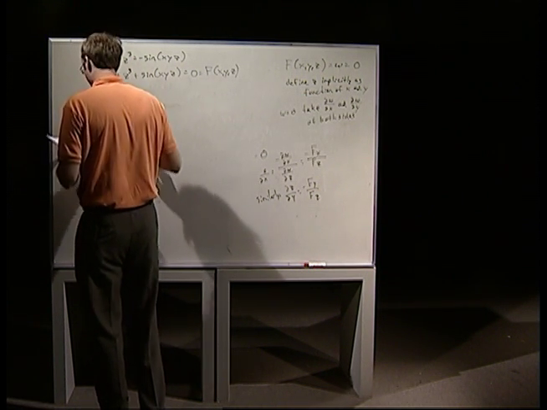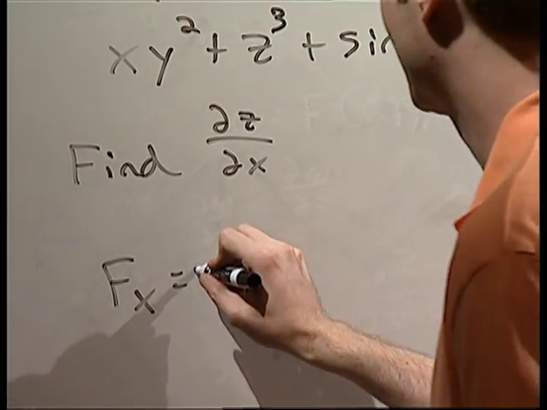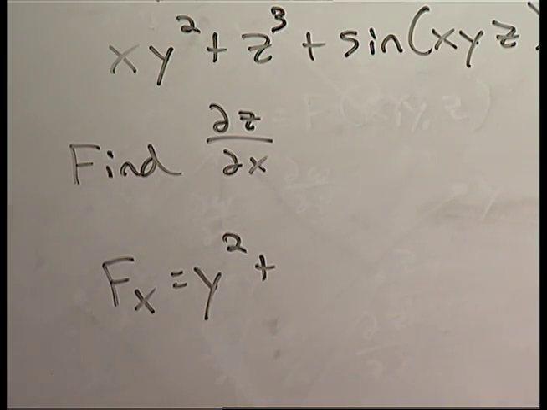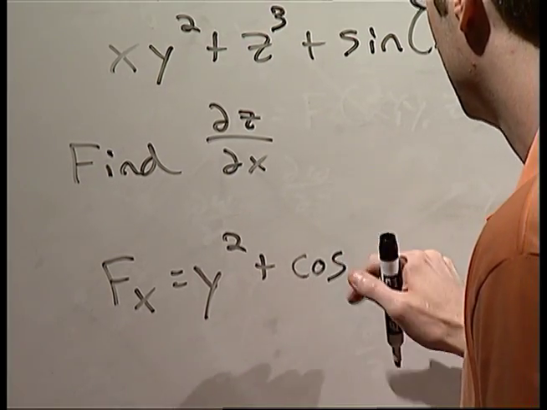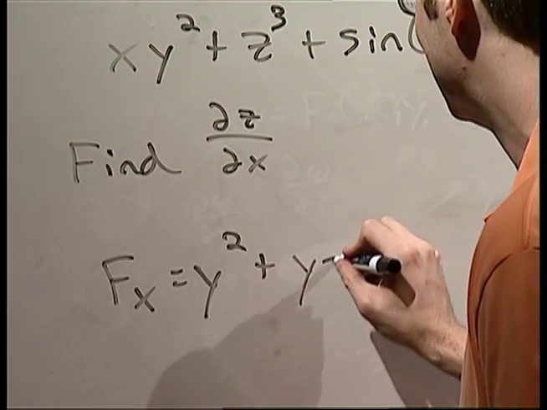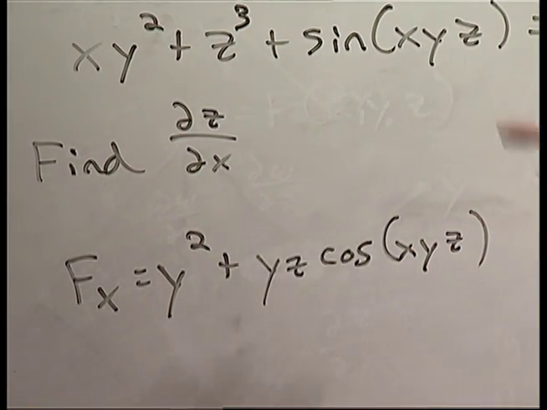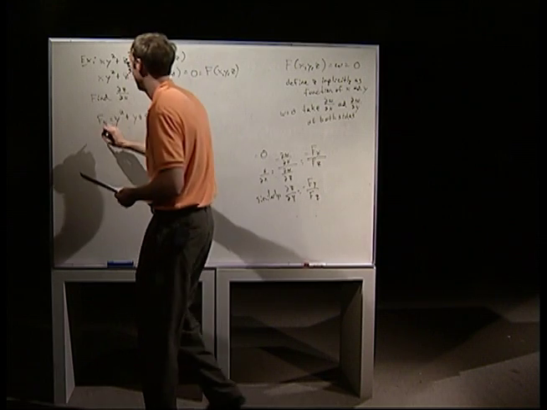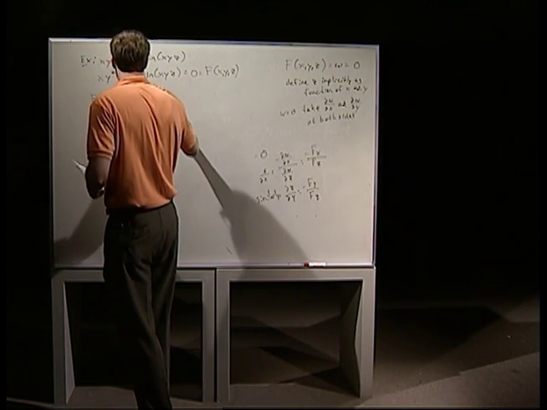I need f sub x. In other words, I need to figure out what the partial with respect to x of this guy is. So I get y squared. There's nobody over here to deal with. He's gone. And then I wind up with yz cosine xyz, because both of these guys act like constants, right? Both y and z are like a constant. Okay? I can get fy. Actually, I'll find both the partials. So let's find both partials.